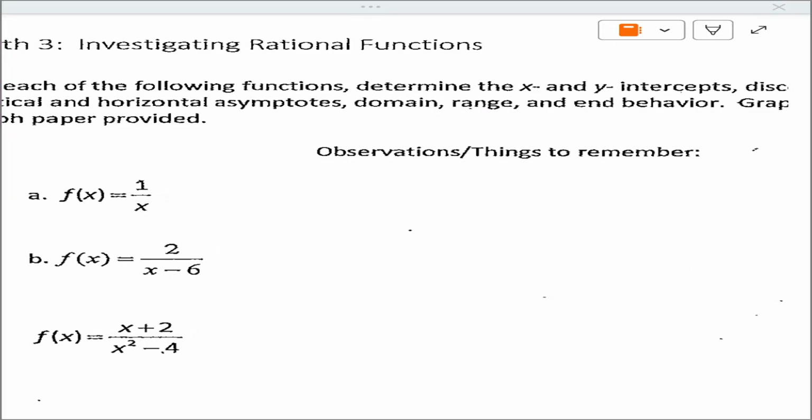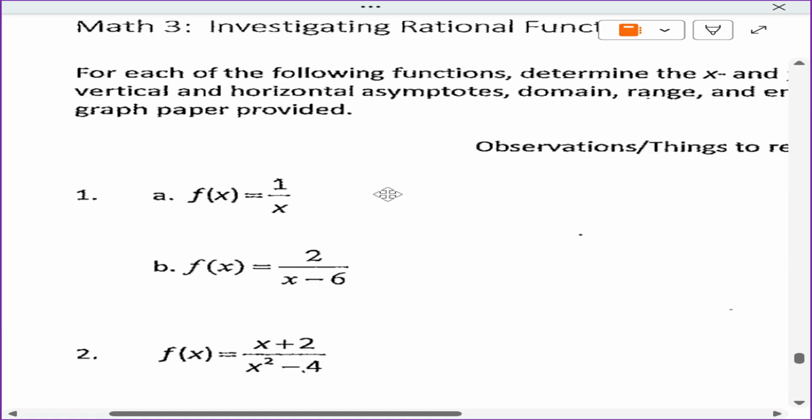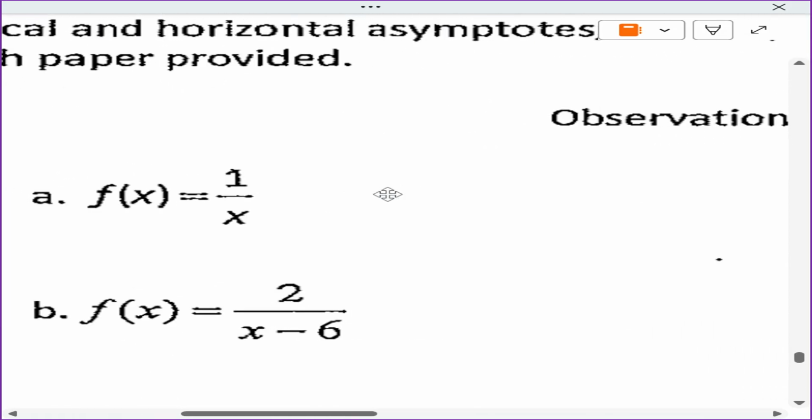All right. So our first question is f of x equals 1 over x. So that's the same thing as saying y equals 1 over x. Let's talk about things that we notice. It wants us to determine the x and the y intercepts. We're looking at the holes, the vertical asymptote, and the range and the domain. So here's how we're going to write this. We're looking for x and y intercepts. So where does this cross the x-axis?